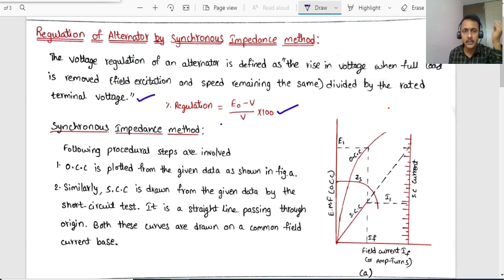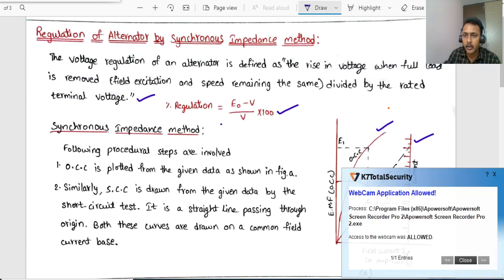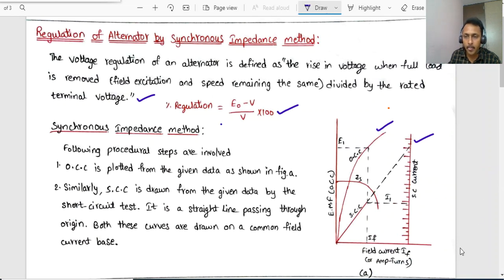In order to calculate this regulation, we are supposed to plot the open circuit characteristics OCC of the alternator and the short circuit characteristics SCC of the alternator. While performing the OCC, we plot the graph for the induced voltage with respect to the different field currents. On the x-axis we take the field current IF in amps, and on the y-axis the terminal voltage.